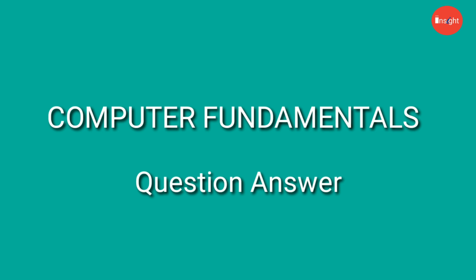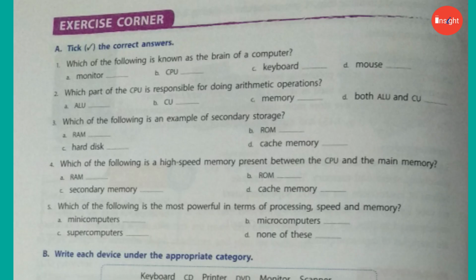Today we'll discuss the question answer of computer fundamentals. Exercise corner. Question A. Tick the correct answer. Number 1. Which of the following is known as the brain of a computer? Answer is option B, CPU.